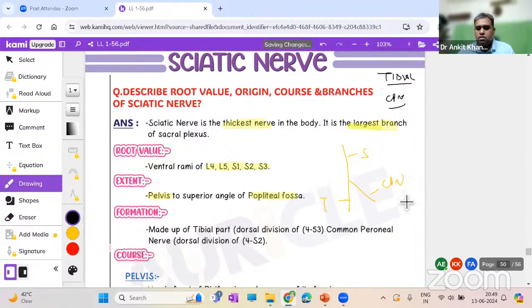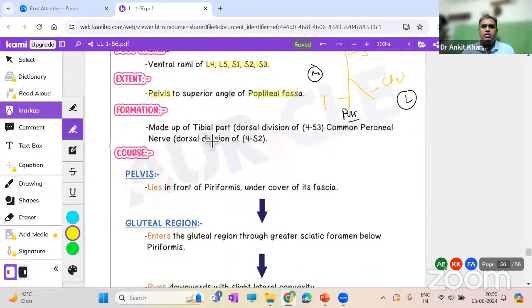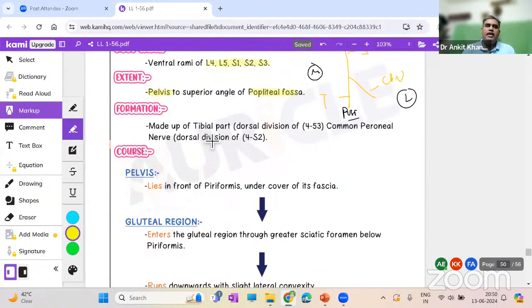This common peroneal nerve goes laterally, winding around fibula. The tibial goes directly posteriorly, back region only. So it's lateral and medial. Understand this. Now the course. Remember, course is very important. Why? Because the problem might come from sciatica, as you might have heard. Pathology of sciatica is quite common.